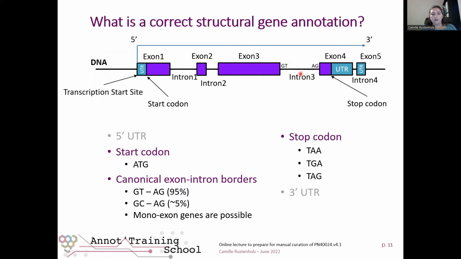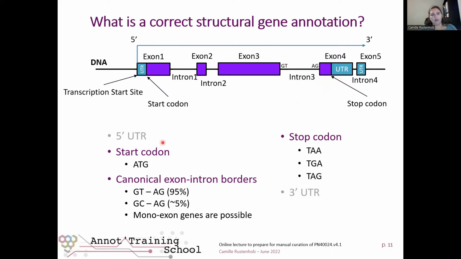About introns, in most cases they start with a GT and end with an AG. This is for about 95% of the cases, but in about 5% of the cases we can also find not a T here, but a C. So the border would be GC-AG.